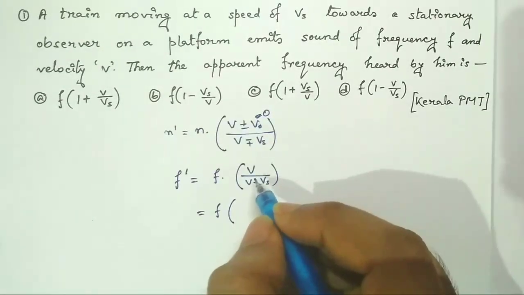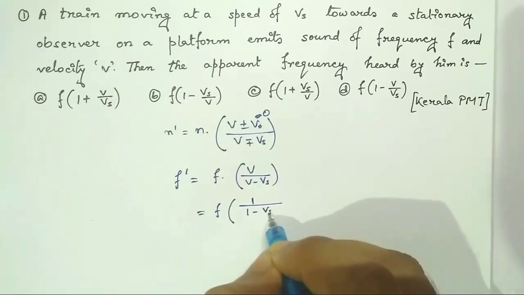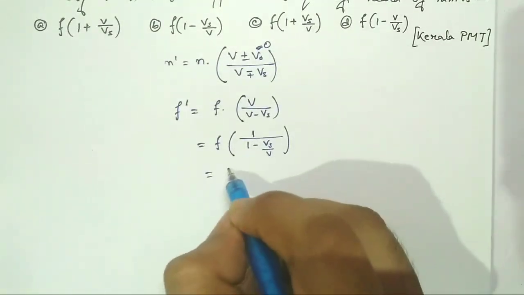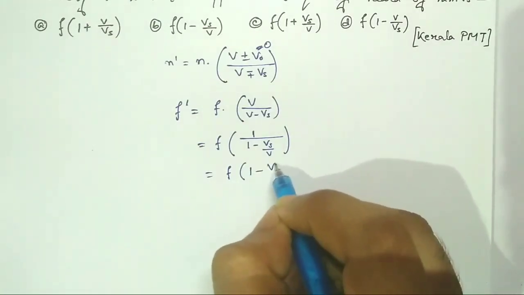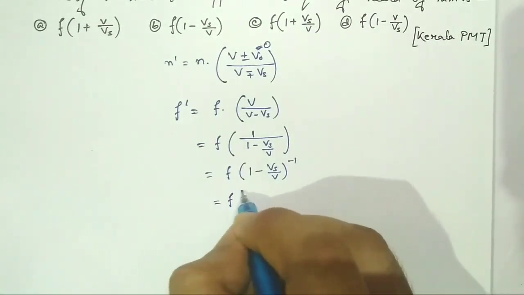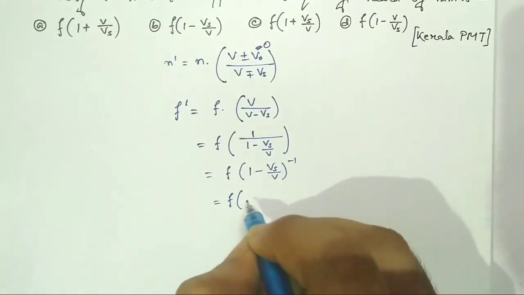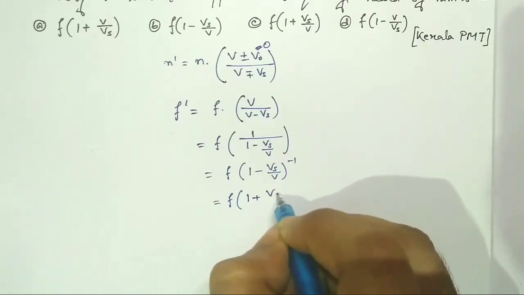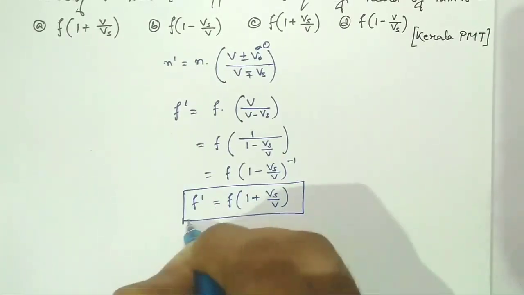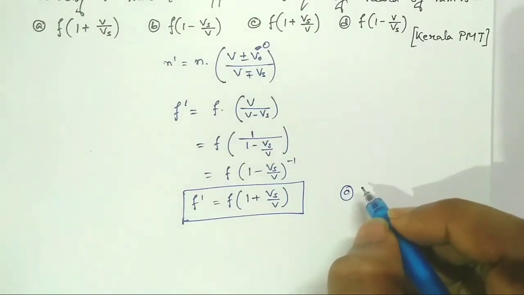Now divide the numerator and denominator by v, we get 1 minus vs by v. We can write it as f into (1 minus vs by v) whole inverse, that is equal to, if we apply the binomial expansion, f into (1 plus vs by v). This will be equal to f prime. That is option C is the correct answer.